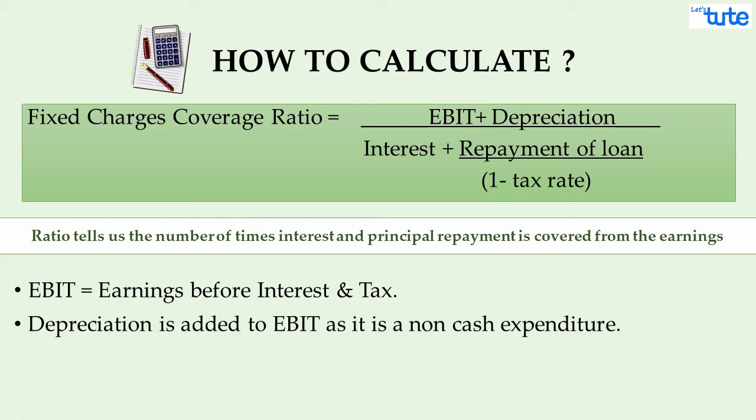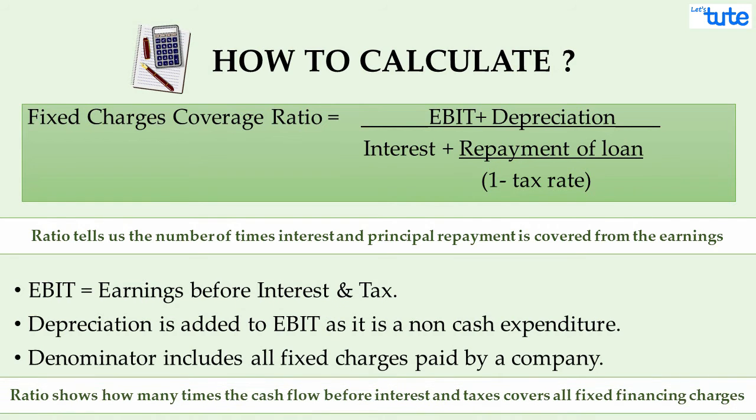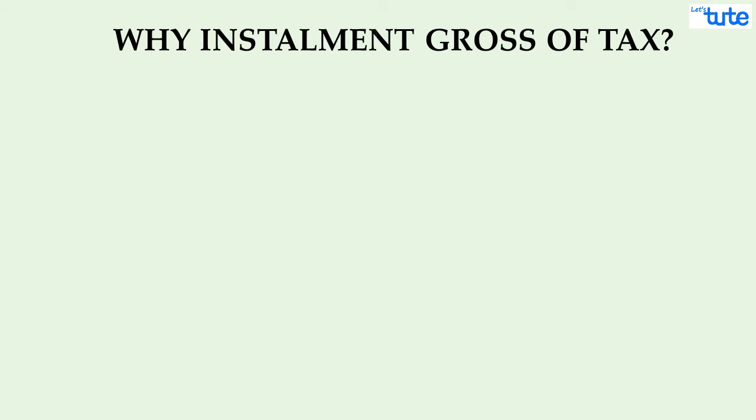So that much cash is still there with the company, right? And in the denominator, we consider fixed debt payments, that is interest and installment gross of tax, since the numerator is also before tax. Hence, this ratio shows how many times the cash flow before interest and taxes covers all fixed financing charges. Let us understand this ratio and why installment gross of tax is considered.